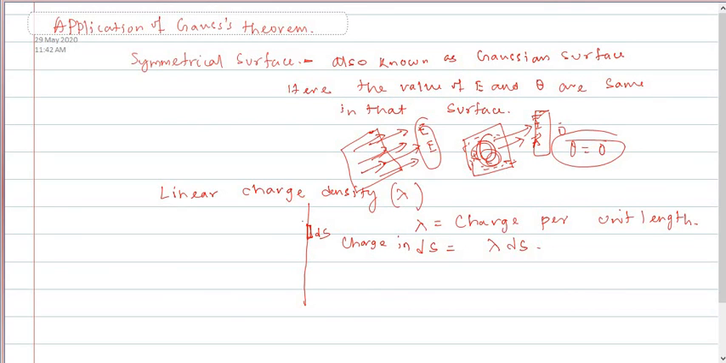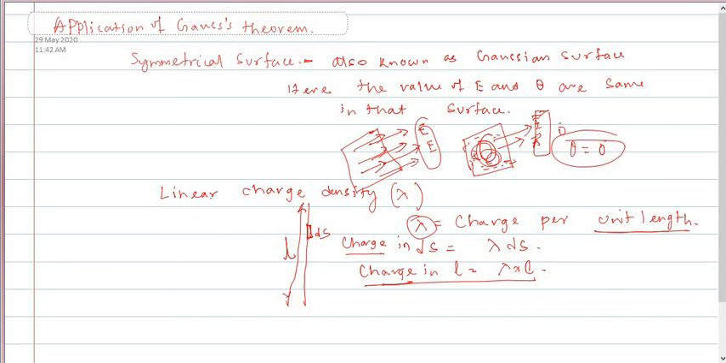Lambda into ds. Now if you take the total length equal to L, how much will the charge in L be? Lambda into L. Understood this or not? So what did we do, we considered the charge per unit length as lambda, and whatever portion we need, we multiplied it with lambda to get the total charge. In ds, lambda into ds. In the total length L, lambda into L, like this.